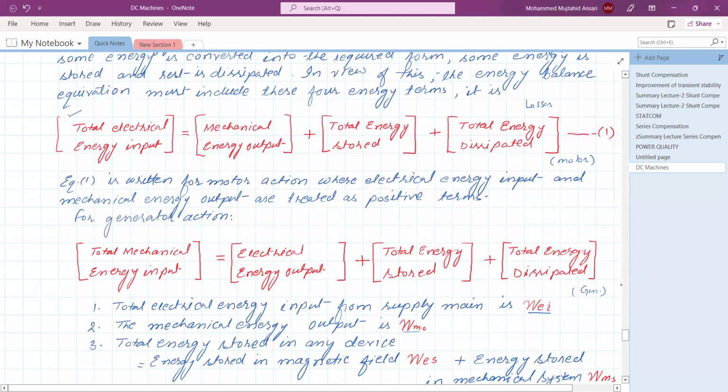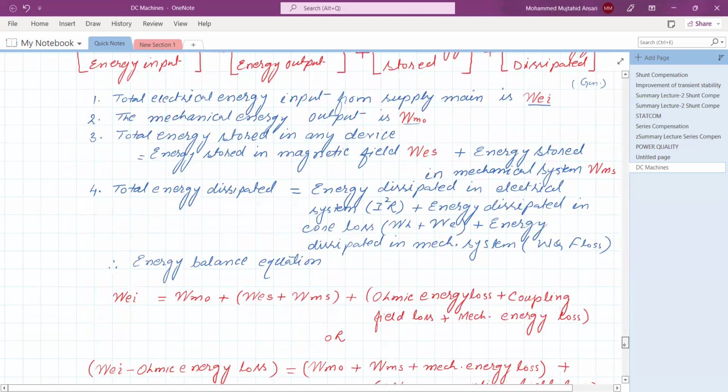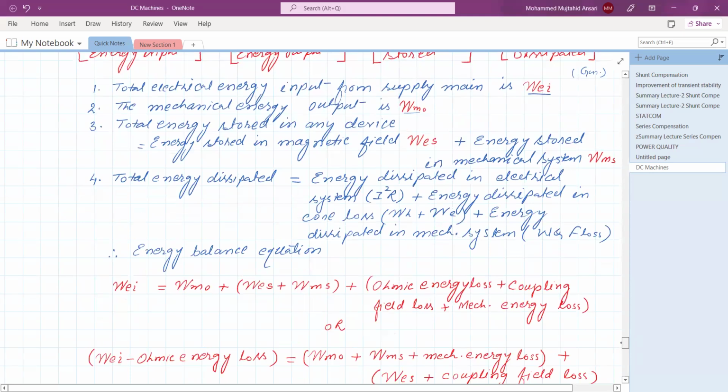Therefore, the total energy stored in any device, whether a generator or motor, is equal to the energy dissipated in the electrical system, which is called resistive loss or ohmic loss, plus the energy dissipated in the core. It is due to the magnetic material. One is the hysteresis loss, which depends upon the material. You have already learned the hysteresis loop. And second is the eddy current loss, plus the energy dissipated in the mechanical system.